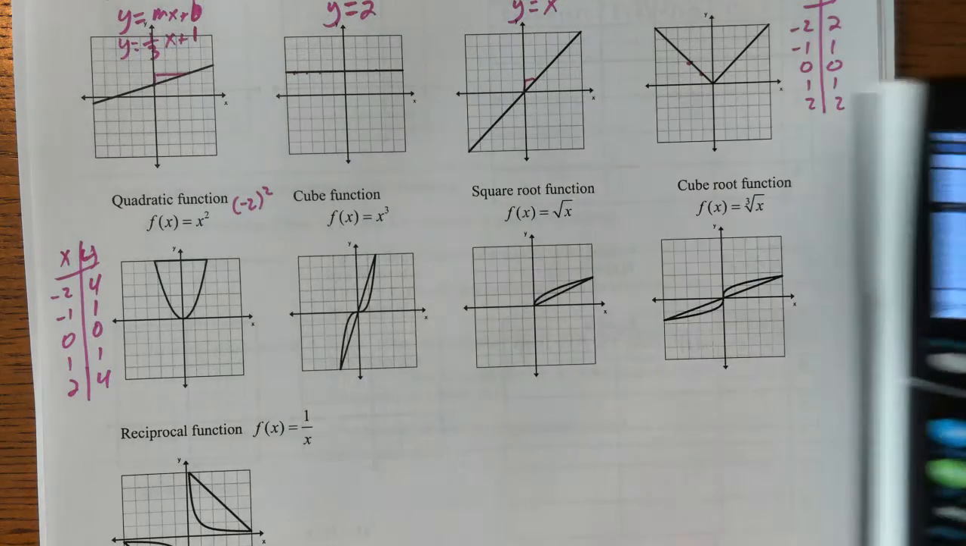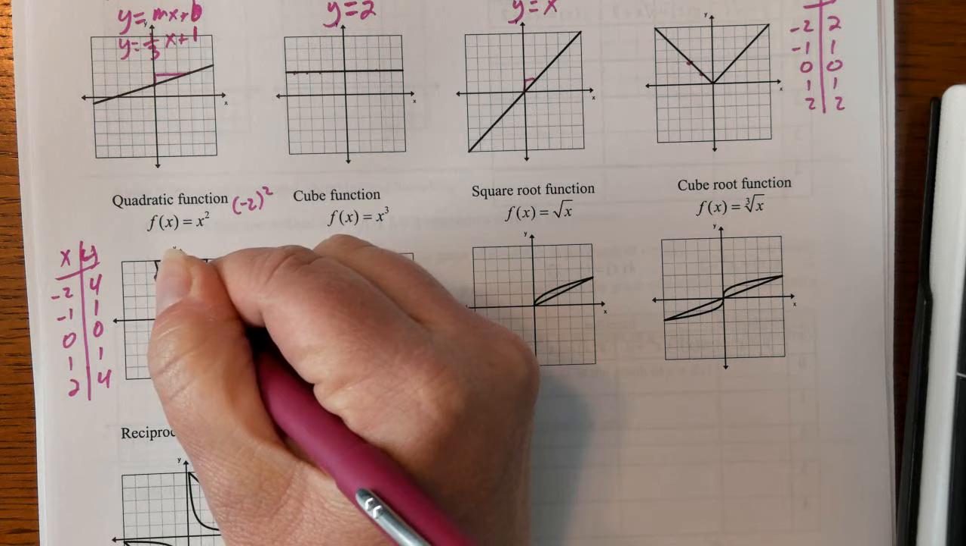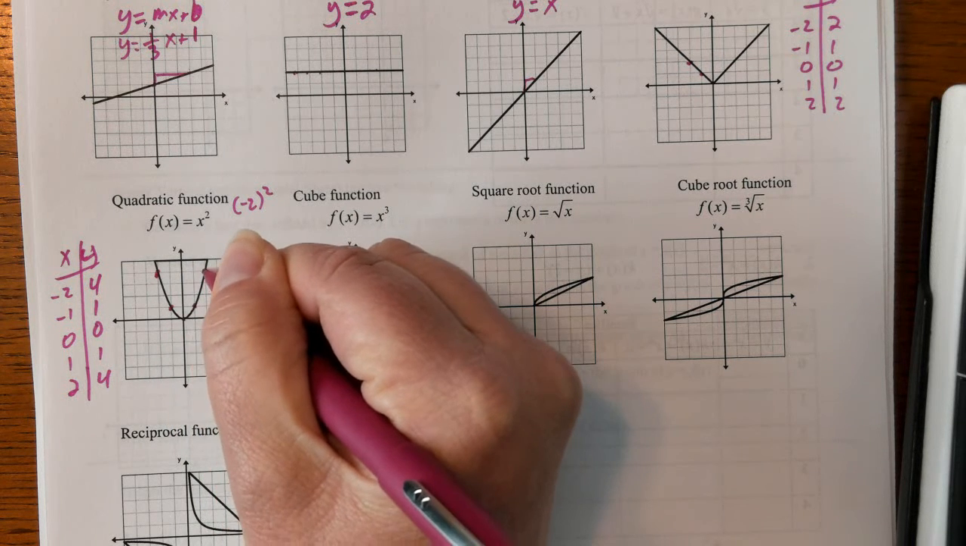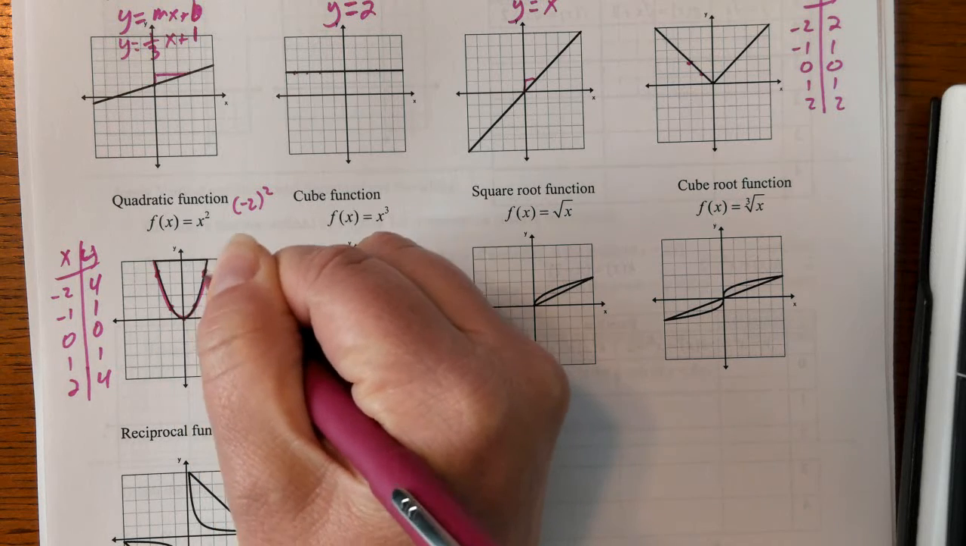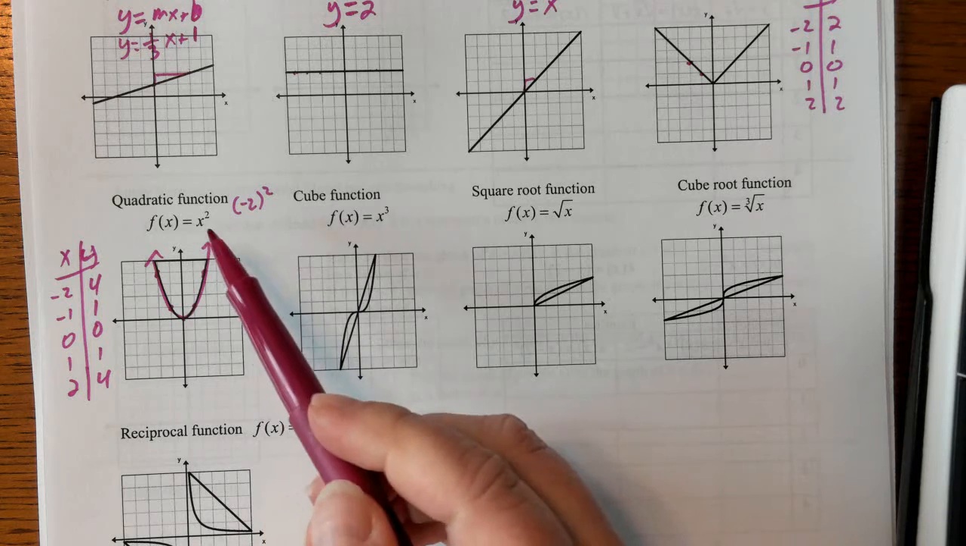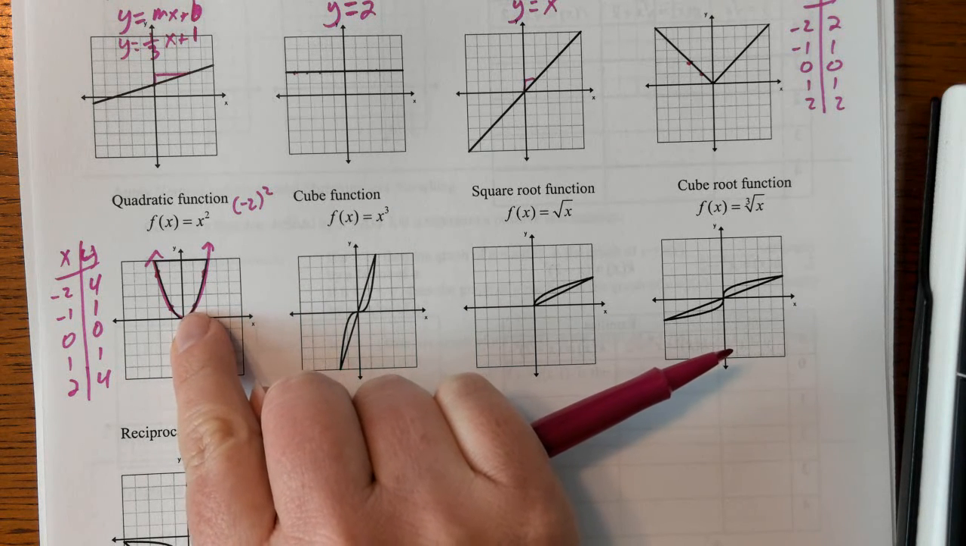Okay, notice when we graph them, (-2, 4), (-1, 1), (0, 0), (1, 1), and (2, 4). It's those same ordered pairs. It makes that parabola shape. Okay? Anytime we have an equation with an x squared, it's this basic function right here, this basic picture.